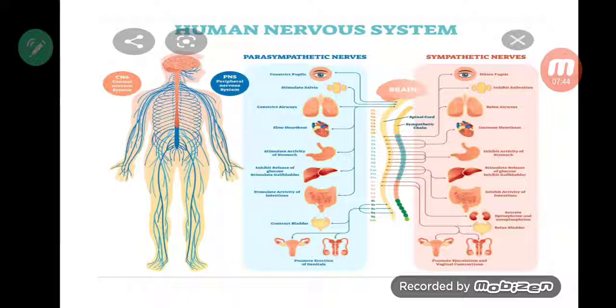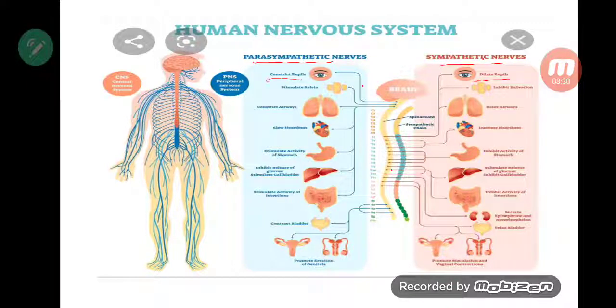Now we will go to the human nervous system. Here we should know the components. First of all, I will compare the parasympathetic nerves and the sympathetic nerves. The effect of parasympathetic in the eye is that it constricts the pupil, and the sympathetic dilates the pupil.